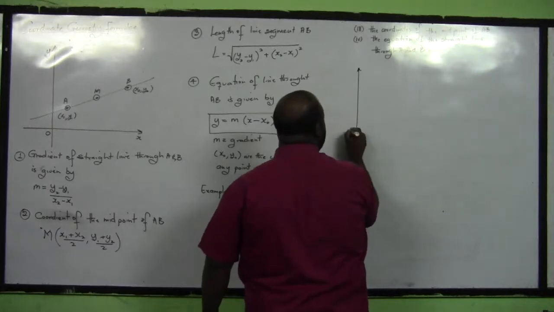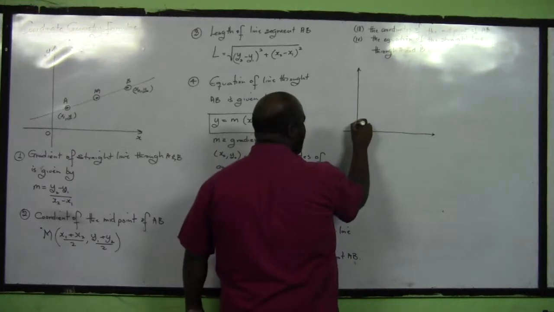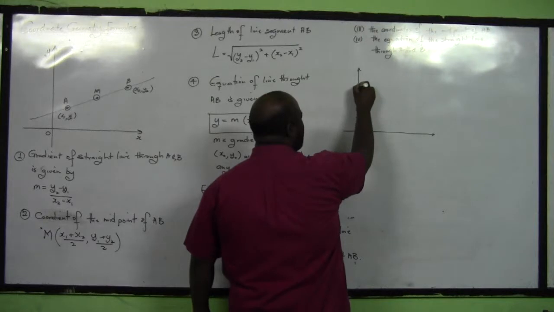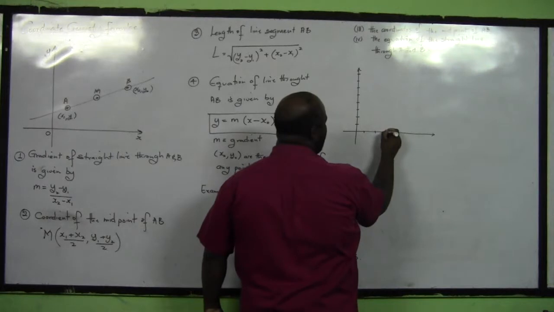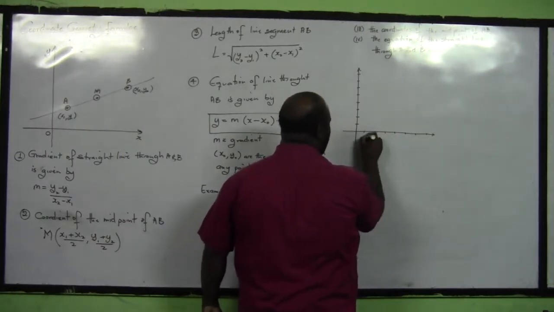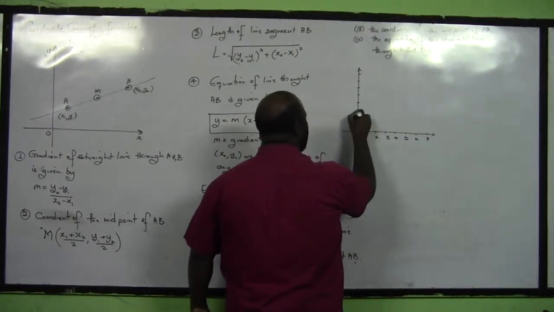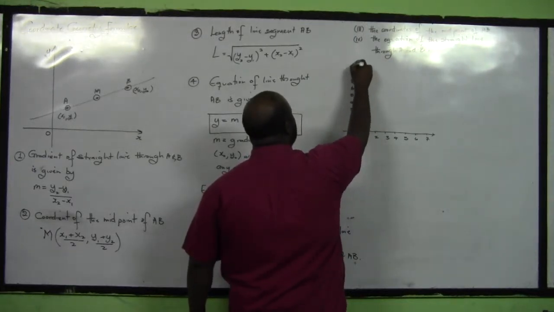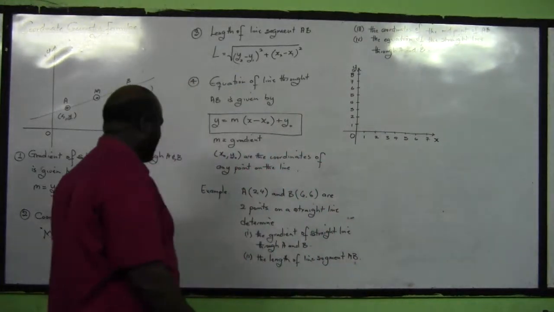We have the y-axis, the x-axis, with marks 1, 2, 3, 4, 5, 6, 7, 8 along each axis, and the origin.